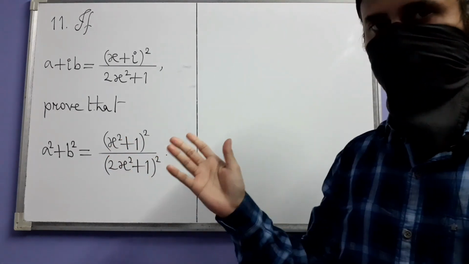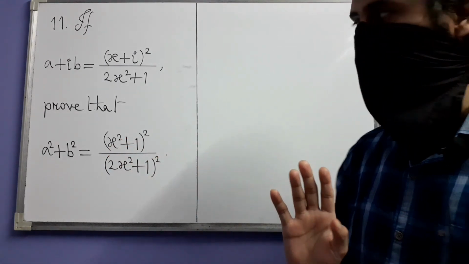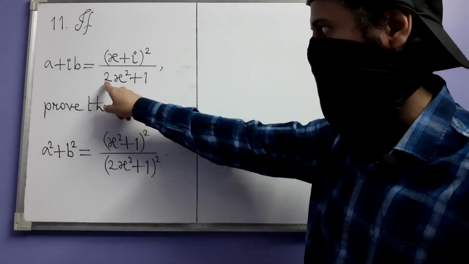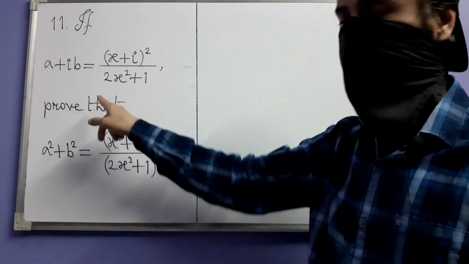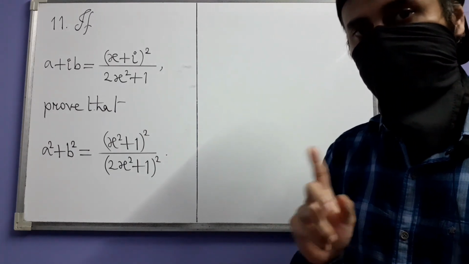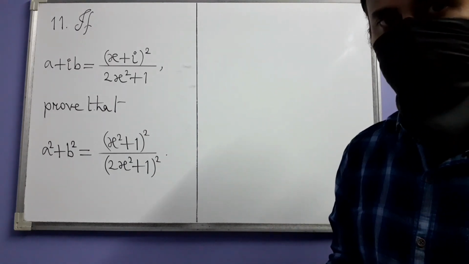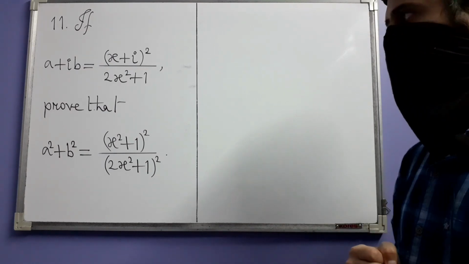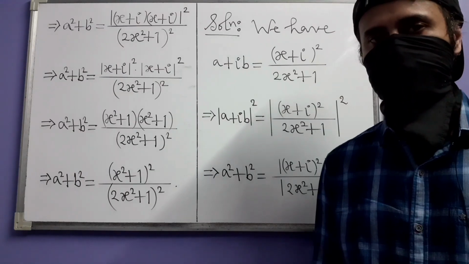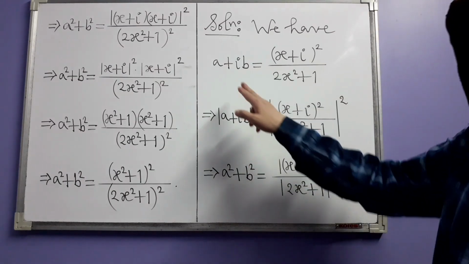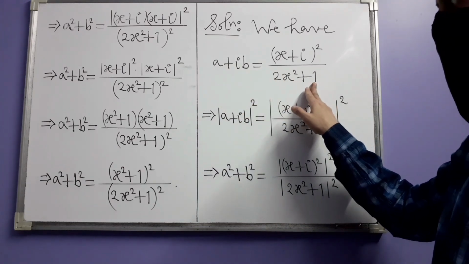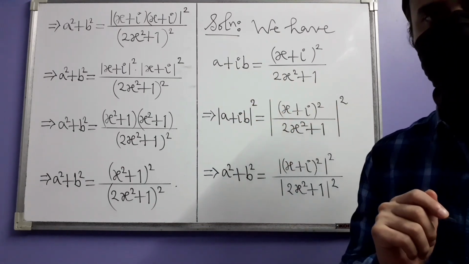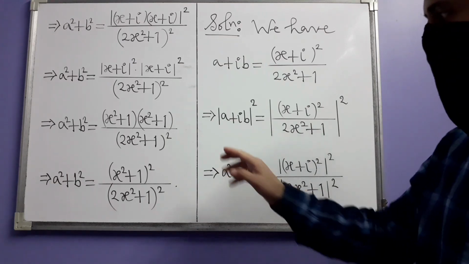Here however we do not see any i. Now before we go to the proof, let us note one thing, that this denominator 2x square plus 1 is a real number. It's a complex number of course, but in particular it's a real number. So we of course start the proof with what is given, that is this equation, and then we take the square of the absolute value on both sides, square of modulus.